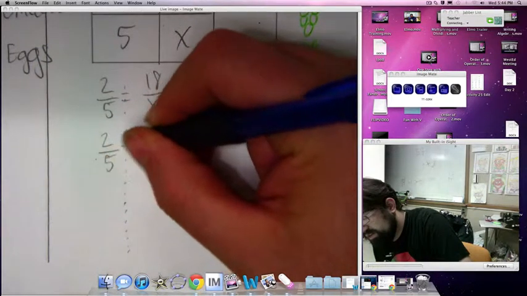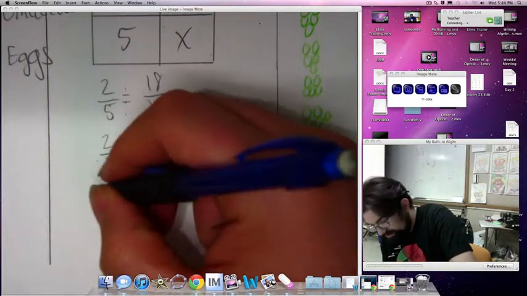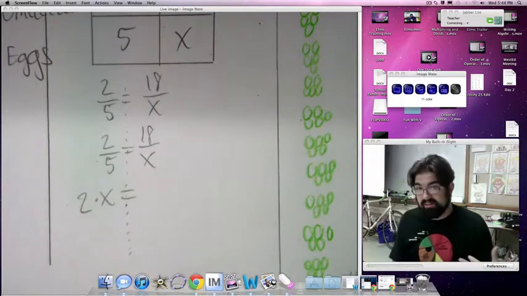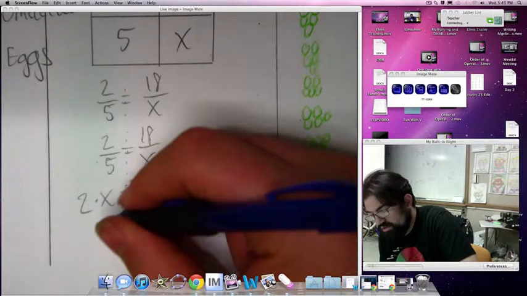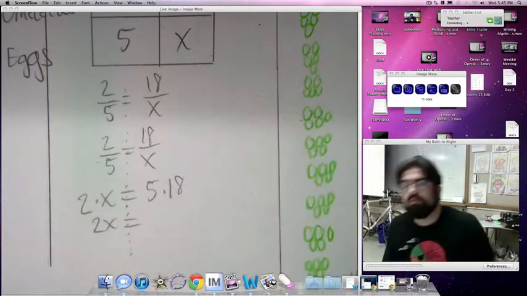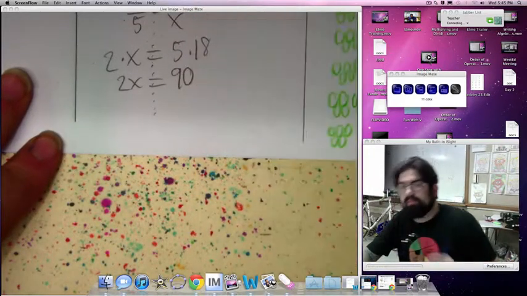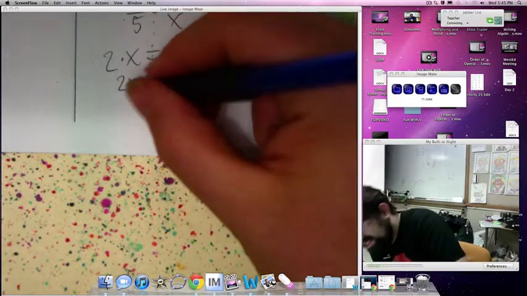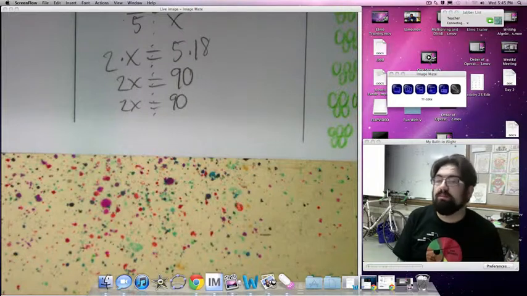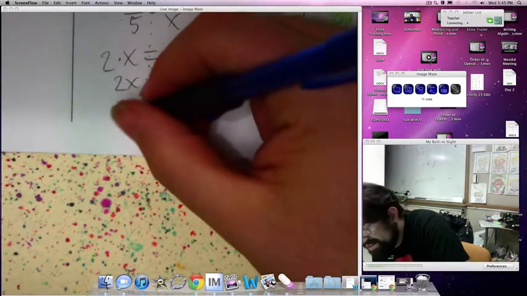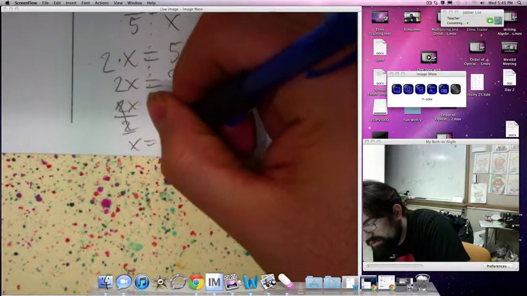I'm going to write it out. 2 times x, because I'm cross multiplying, equals 5 times 18. So this is 2x. This is 5 times 18 is 90. I'm going to rewrite. The inverse of multiplying is dividing. So x equals 45.